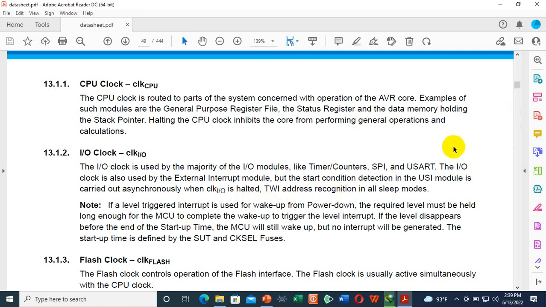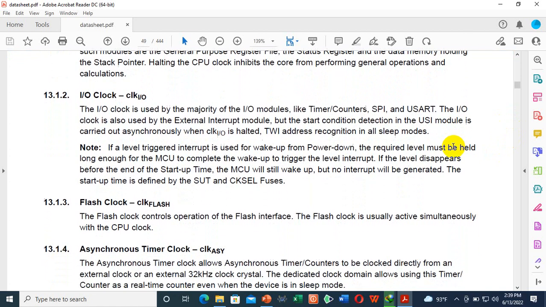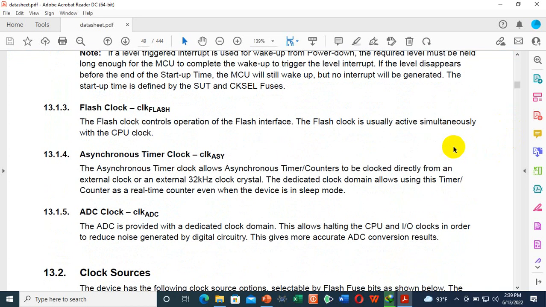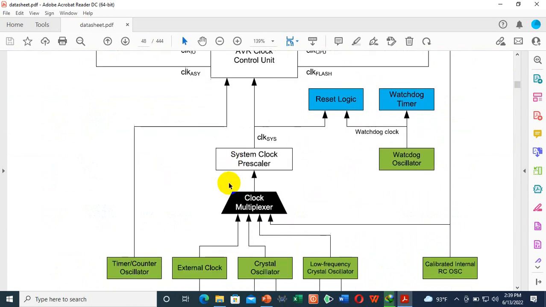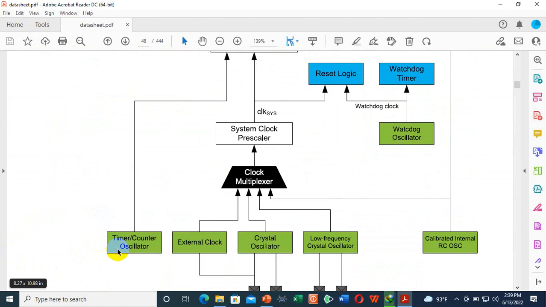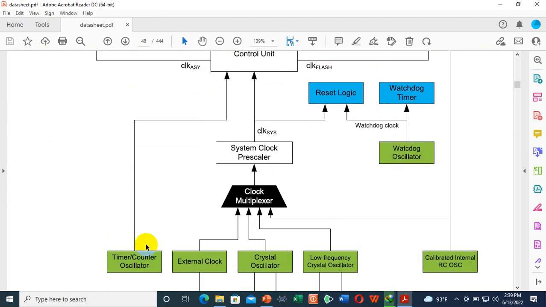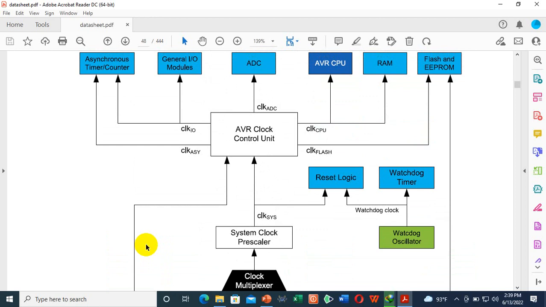So you can find the detailed description of the defined functionality over here. Flash clock, asynchronous timer clock. The asynchronous timer clock allows asynchronous timer counters to be clocked directly from an external clock or an external 32 kHz clock crystal. Look over here, if you look at the picture. Timer counter oscillator. A separate oscillator you can use for it.